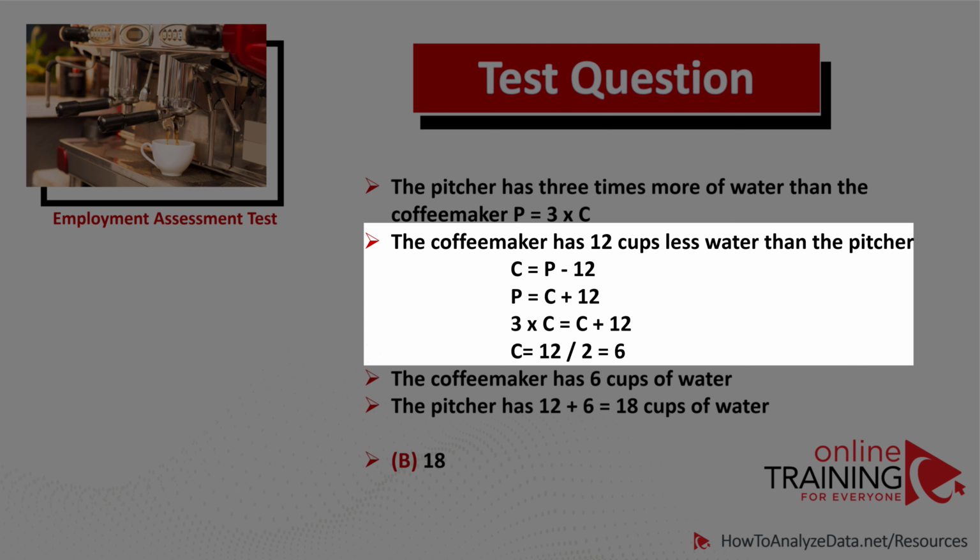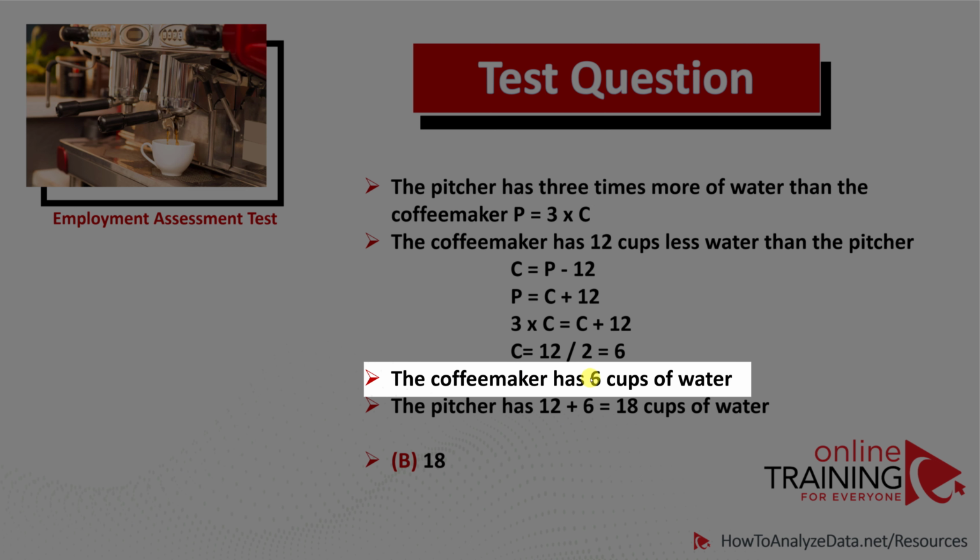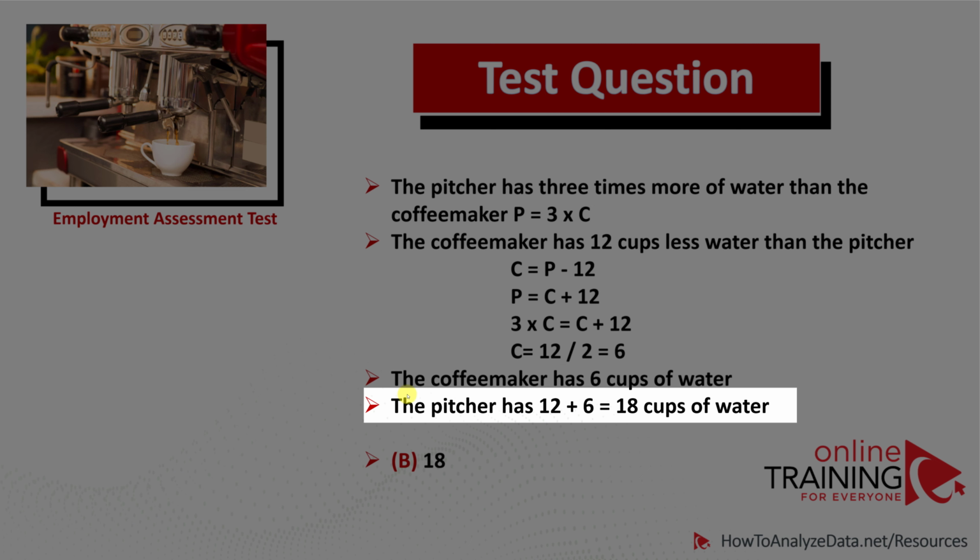Let's put both of these formulas together and convert them into a formula with only one variable. So 3 multiplied by C is equivalent to C plus 12. So the total number of cups in the coffee maker can be calculated as 12 divided by 2, which is equivalent to 6. The coffee maker has 6 cups of water, and the pitcher has 12 plus 6, 18 cups of water.